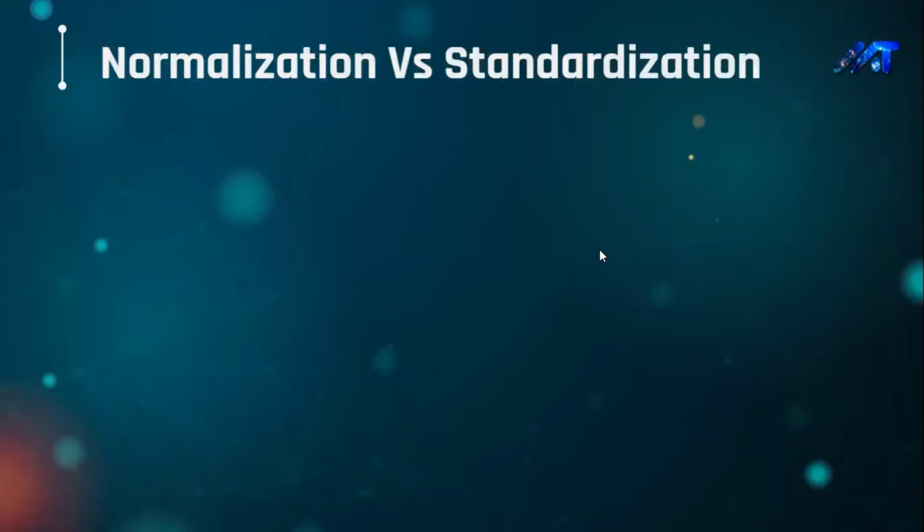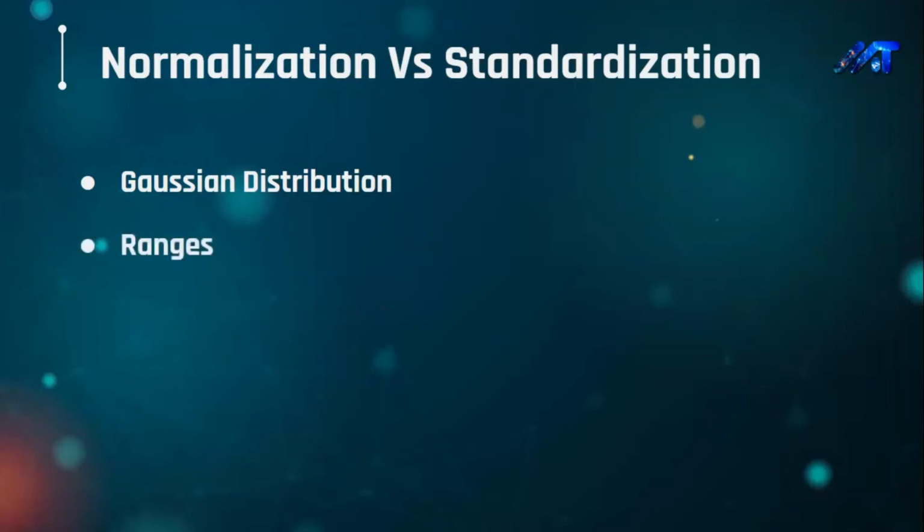There are some points at which we make our comparison between normalization and standardization. Gaussian distribution. Normalization is used when the data doesn't have Gaussian distribution, whereas standardization is used on data having Gaussian distribution. Ranges. Normalization scales in a range of 0 to 1 or -1 to 1, whereas on the other hand, standardization is not bounded by range.